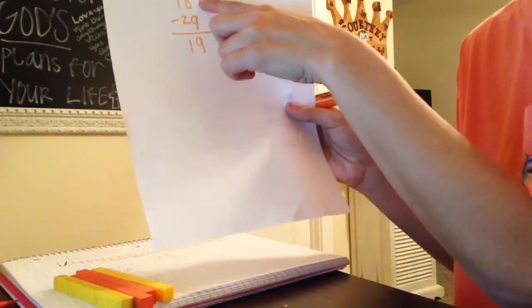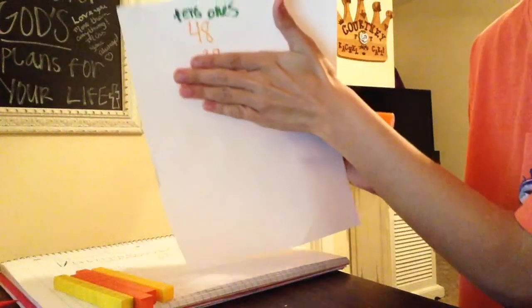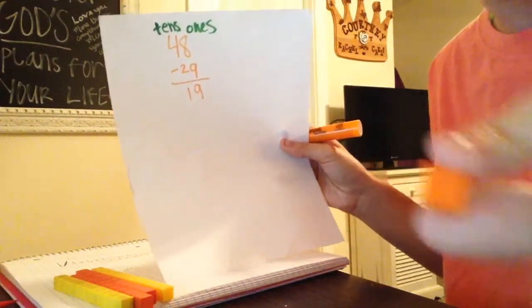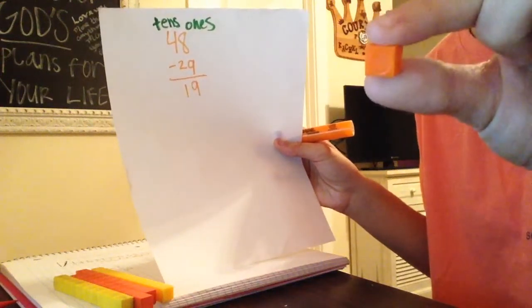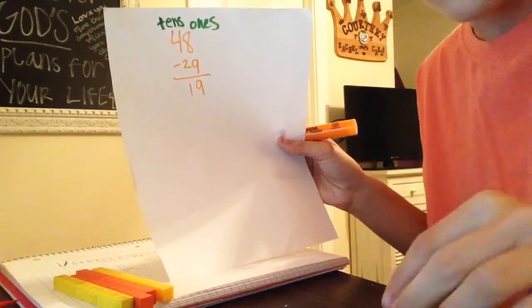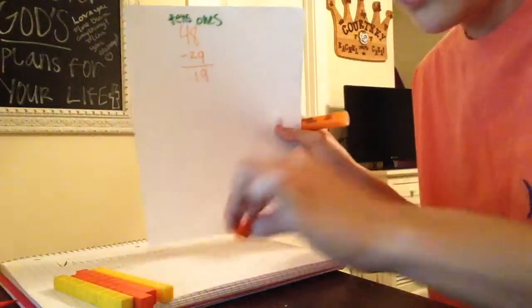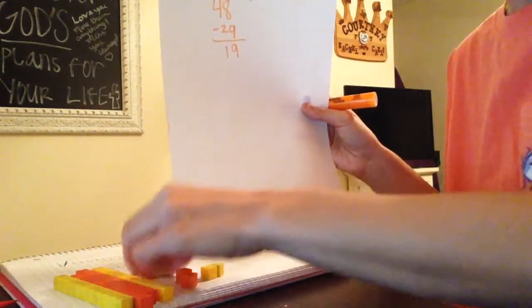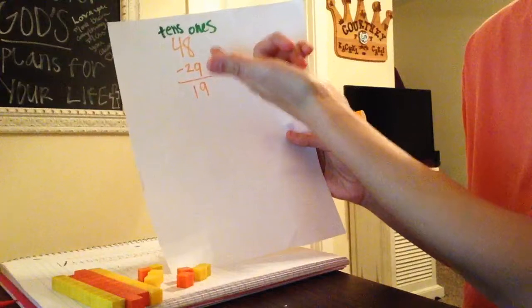And we come to the ones place in the top number, right? Because we're only looking at the top number, and we see 8. So we're going to look at these cubes, which are called just a single unit. So we want 8 units. We're going to go 2, 4, 6, 8.